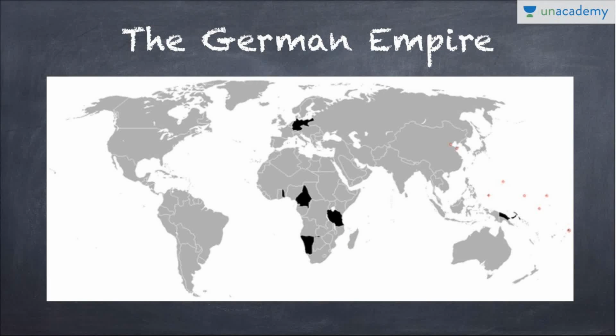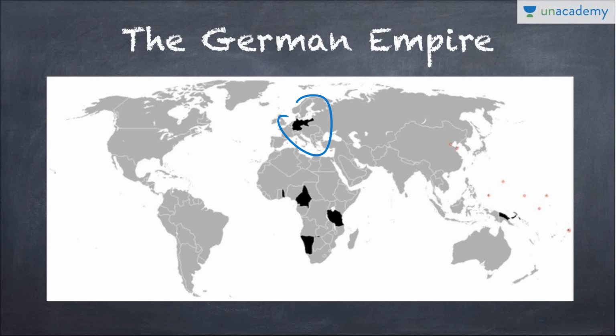Now let us see the German Empire. The German Empire started with Otto von Bismarck. He united the entire Germany in 1871. So this is Germany and the surrounding area. And in 1871, there was the Franco-Prussian War. It led to the formation of Germany. Obviously, it became a great power.